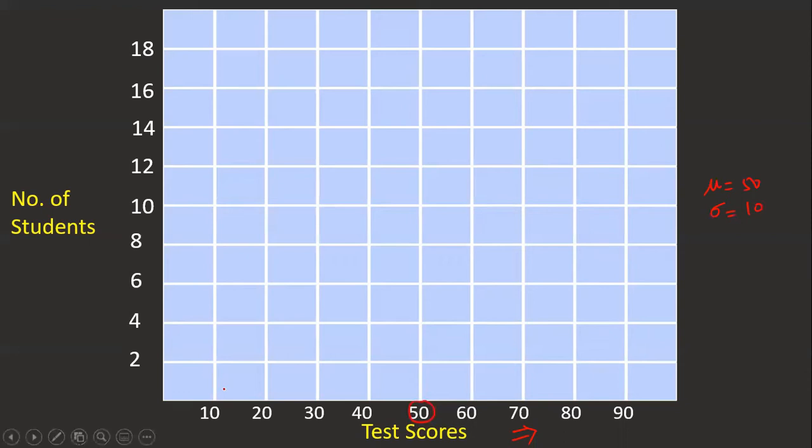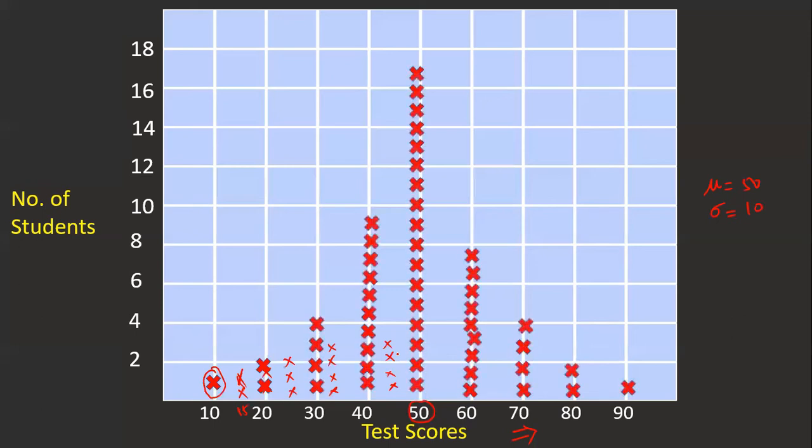How to construct this? See, one student got 10 marks, for example. I am marking it here. Similarly, two students got 20 marks, and around two students got 15 marks, for example. So I'm going to just mark it down here. When you mark down all these values here, we'll have a distribution like this.